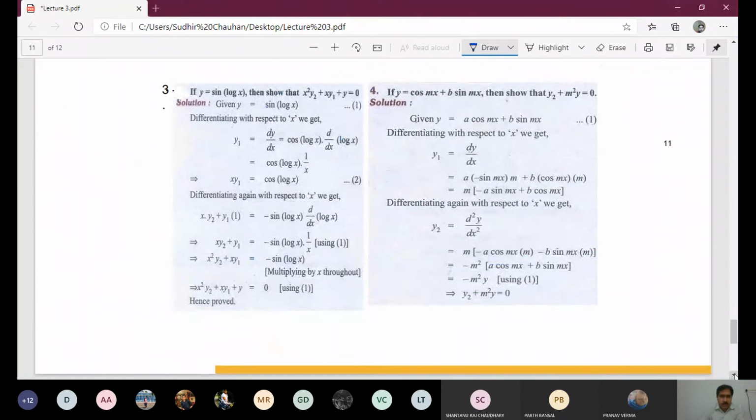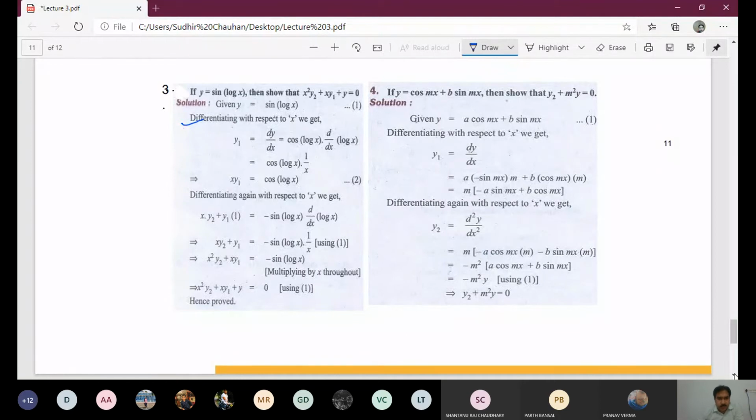So next is: if y is equal to sine log x, then show that x square y2 plus x y1 plus y is equal to 0. So here y is given as sine log x. Differentiating with respect to x, we get y1, that is dy by dx.